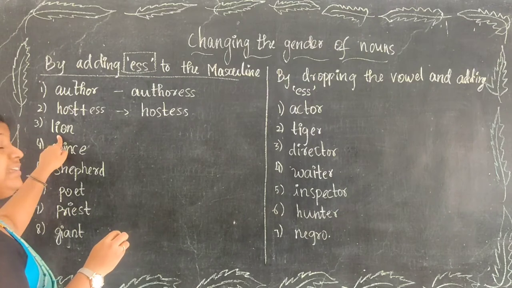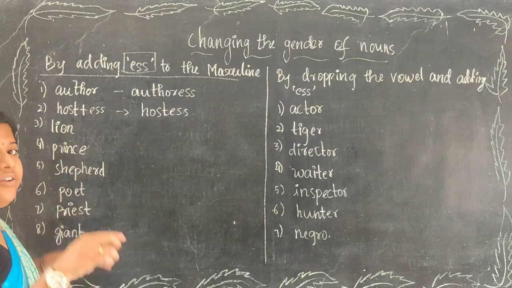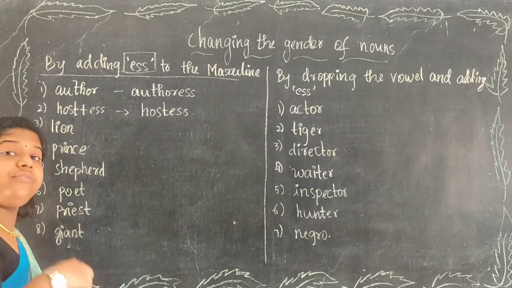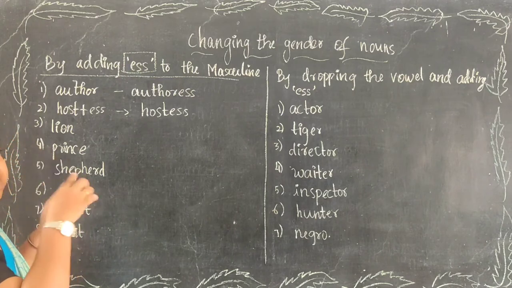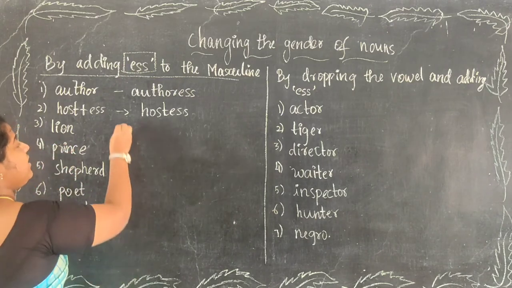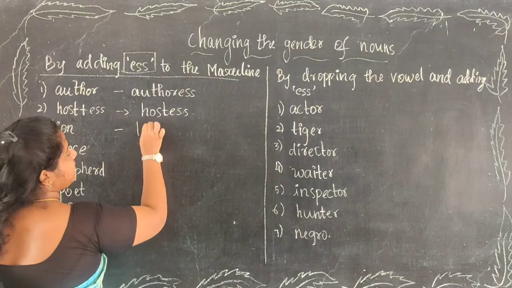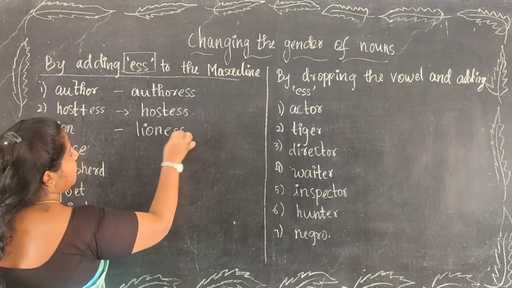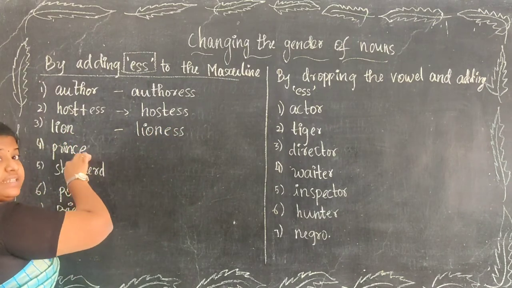See here. Lion. What do we have to change here? Now we are going to change it to a feminine. What do we have to add? We have to add ESS to the masculine gender. So it becomes lioness. Lion, lioness. Prince, princess.